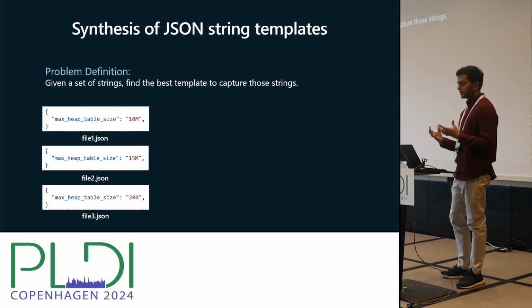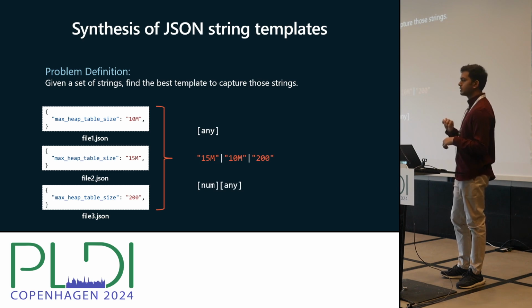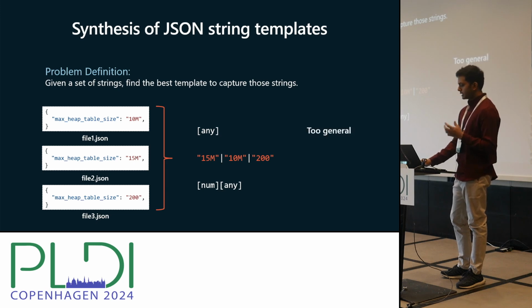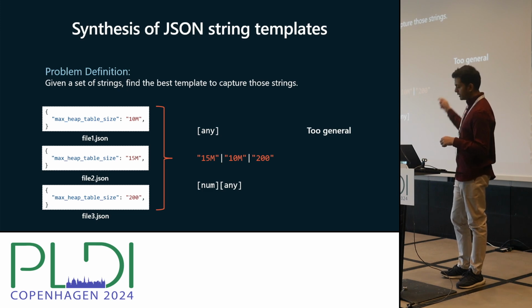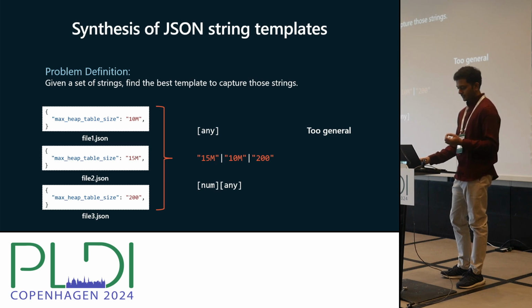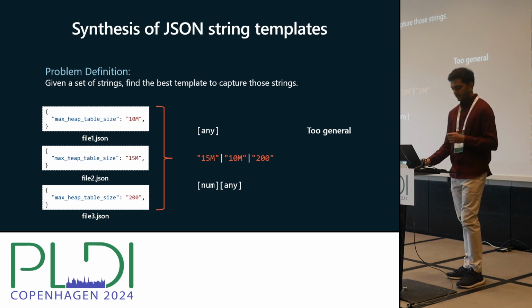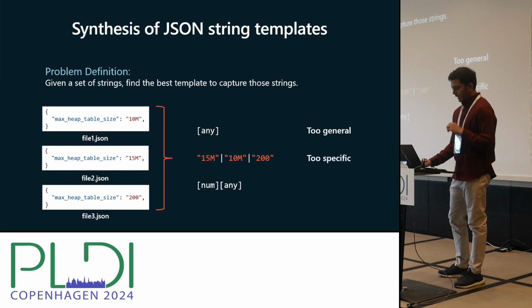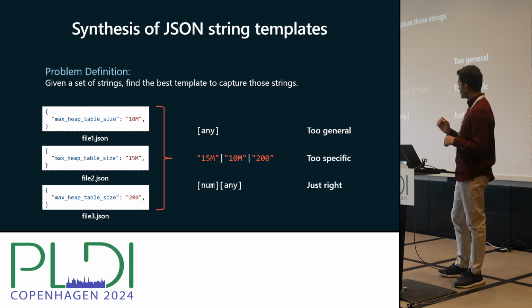A template is just a representation of a set of strings. One way to represent these strings is with the any token, which we use to match all strings. However, the token any is too broad because it captures all other strings as well. Alternatively, this next template, which is a disjunction of 3 exact strings, is very precise, but is complex and likely overfits the examples. In this case, a compromise such as a number followed by any strikes a balance between conciseness and specificity, which is the goal of our synthesis.